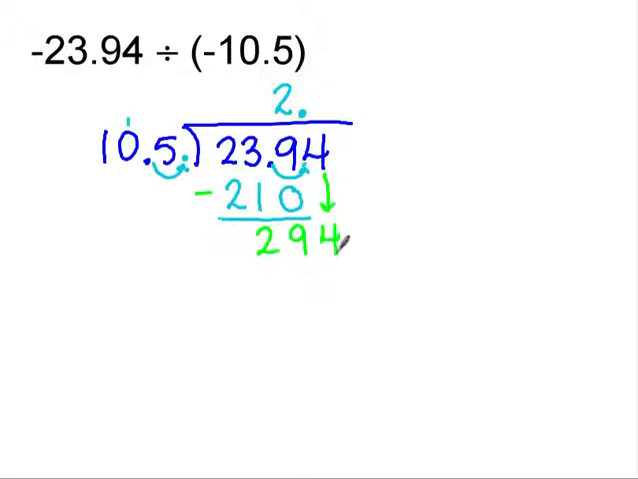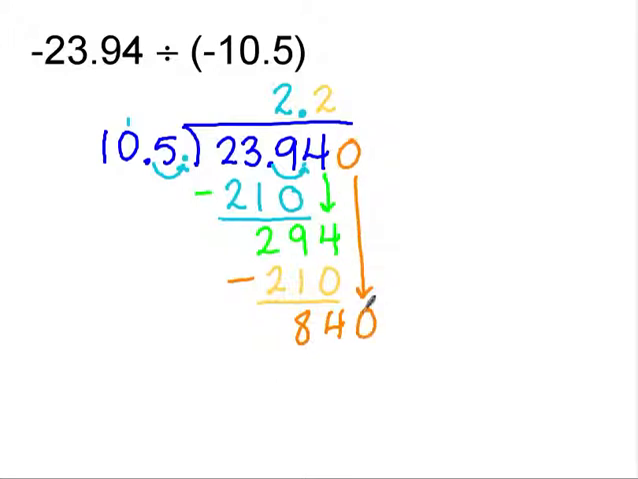So now I need to think, 105 goes into 294 how many times? 2 again, and we already know from the previous time that that is 210. So now what do you need to do? Subtract. When I subtract, I get 84. I'm going to go ahead and bring down a 0.